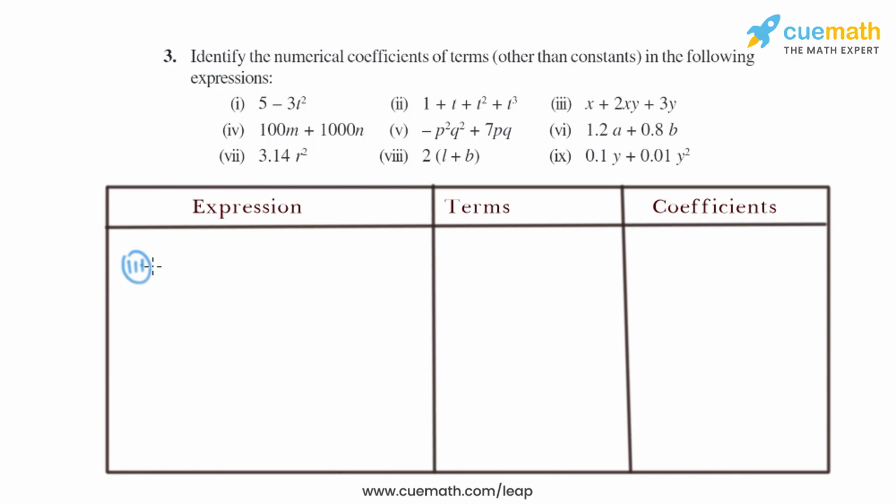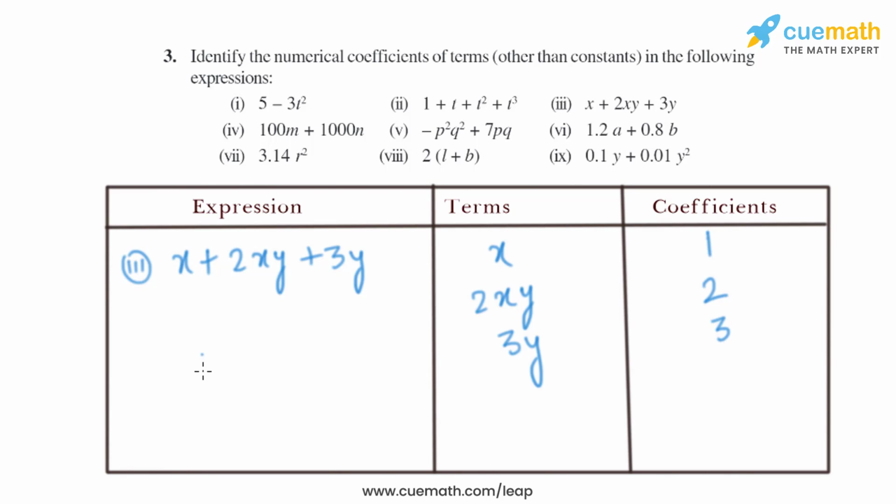The expression that is given in the third part is x plus 2xy plus 3y. So the terms are basically x, 2xy and 3y. As we can see that in the first one x is a variable, so its coefficient will be 1 only. In the second one, x and y are variables. So 2 is the coefficient of that because 2 is the constant by which we are multiplying xy. Similarly, in the third one, y is a variable. So its coefficient will be 3. Now let's move on to the fourth part.